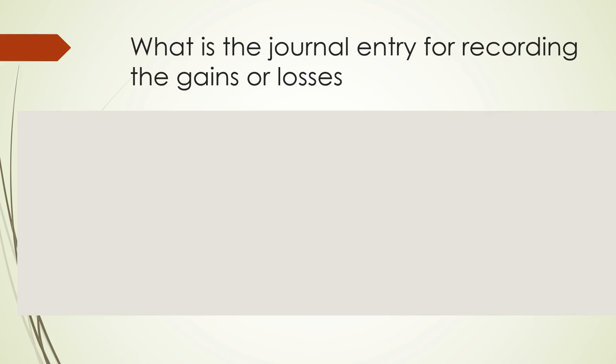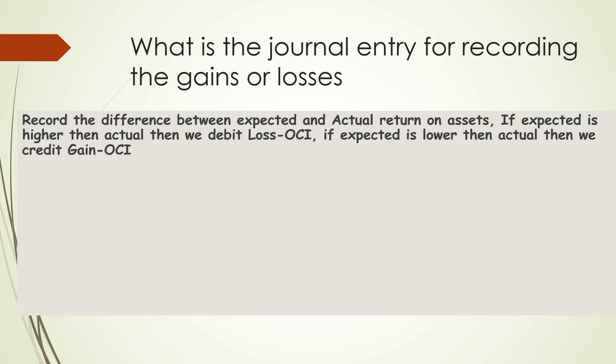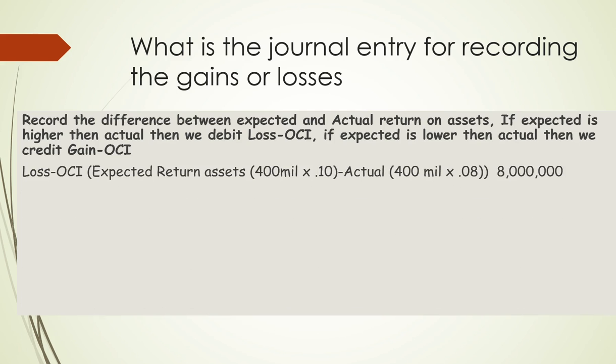Now, what is the journal entry recording the gain or losses? Record the difference between the expected and actual return on assets. So in our case, we did have a different number. Our loss turned out to be a loss because the expected return was actually higher than what we actually received. So we have a loss on that of 8 million. So if you subtract that from the 40, we get the 32 that we see in our assets.